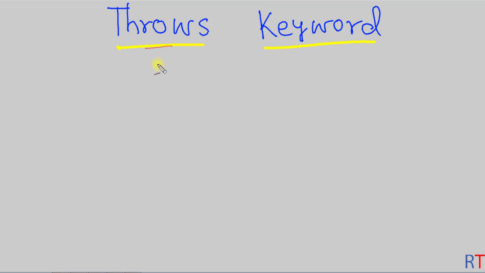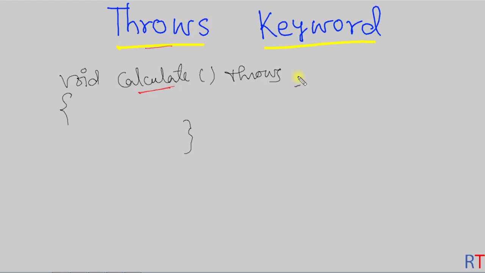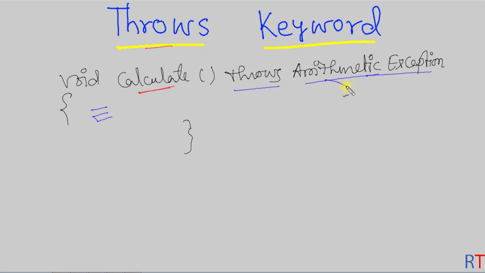Throws is a keyword in Java that is used with the method definition to specify the list of possible exceptions the method can throw. For example, we have one method called void calculate. Because this method performs some arithmetic operation, there is a possibility that it will generate some arithmetic exception. In that case, we can use the throws keyword to throw an arithmetic exception. By doing this, whenever an arithmetic exception occurs in the method, it will automatically throw that arithmetic exception object from that method.